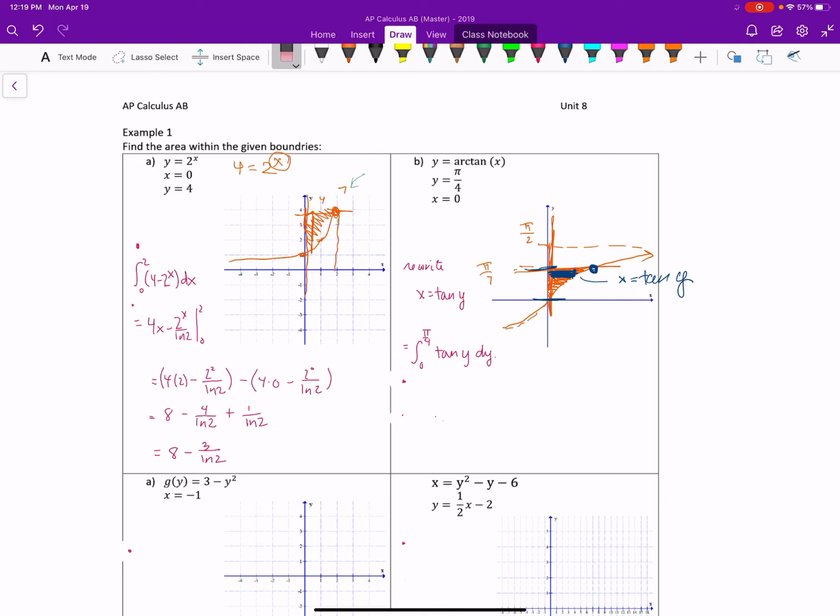So a lot simpler than trying to do it the other way. And then you just integrate in terms of y and substitute in. There you go. So that area there is a 1.